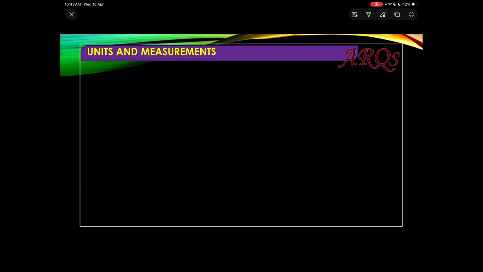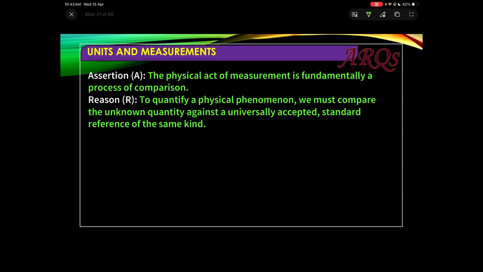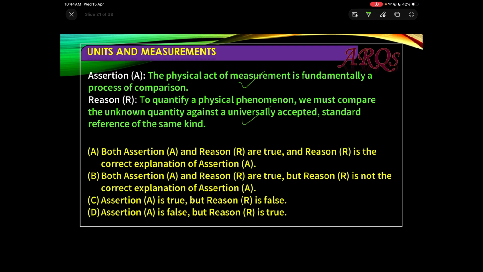Let's move on to the next one. The physical act of measurement is fundamentally the process of comparison. That is true. To quantify a physical phenomenon, we must compare the unknown quantity against a universally accepted standard reference of the same type. That is also true. Since both of them are true, this is wrong because it says A is false. This is also wrong.